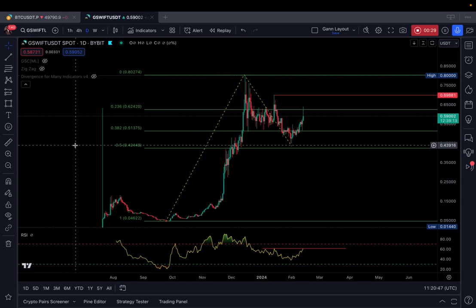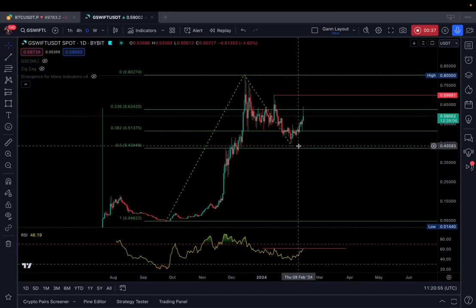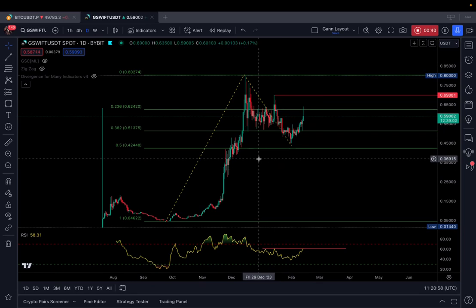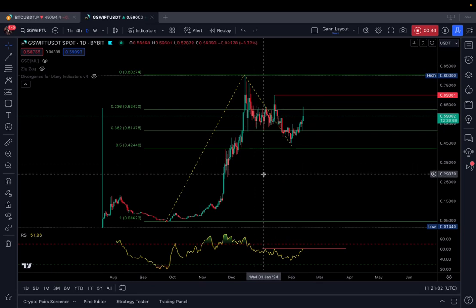The only issue I have with this project at the moment from a price action perspective is that it is obviously in a correction period and there is no evidence yet that the correction period is over.